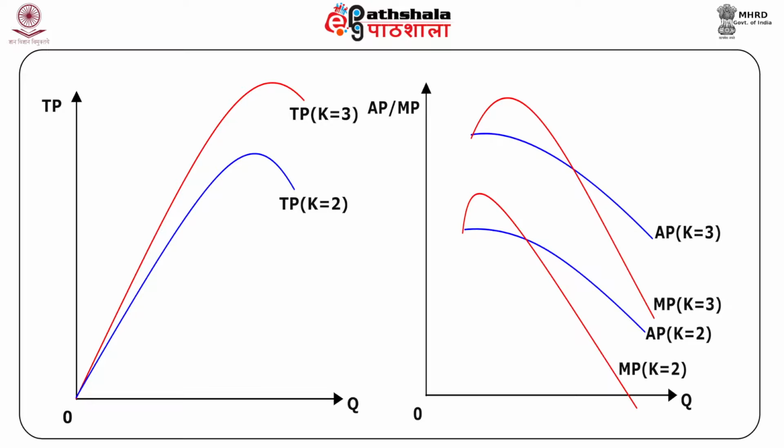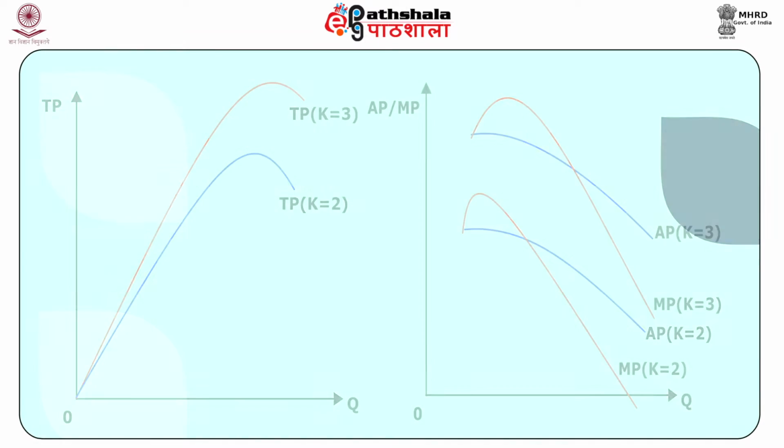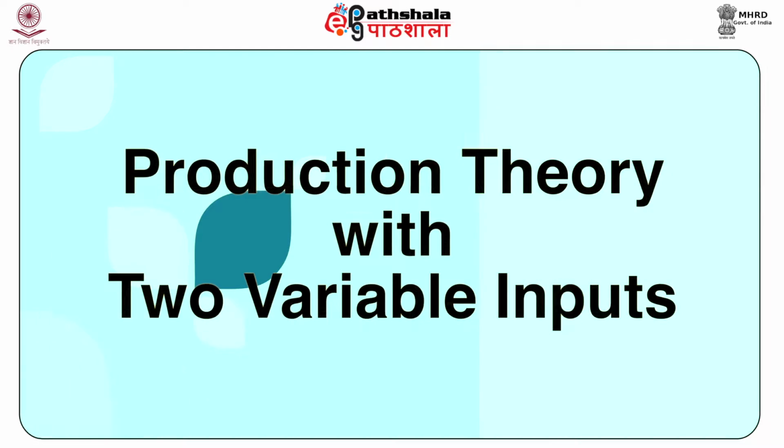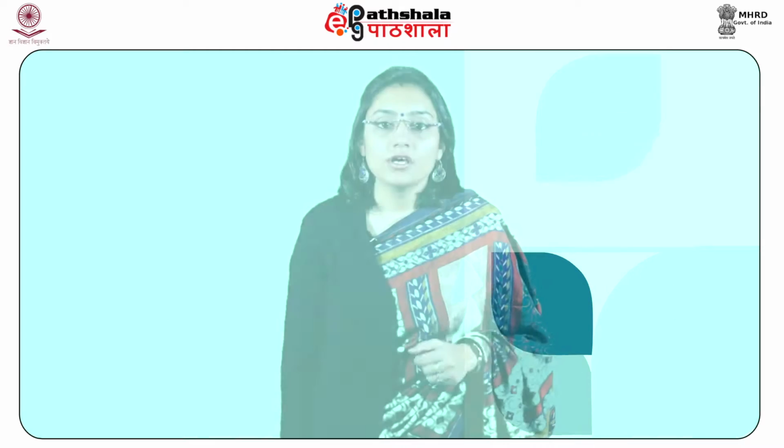So far from the above discussion, it is clear that changing a fixed input could cause a shift in the TP, AP and MP schedules that we had discussed in detail in the two previous modules. The next is production theory with two variable inputs. The following discussion may be viewed as long run production decision that involves changing the level of all inputs, including those that were fixed in the short run. Alternatively, this can be viewed as short run analysis of production decision involving two variable inputs.